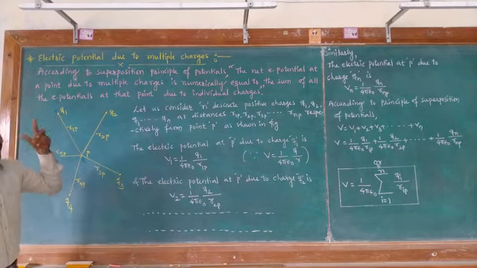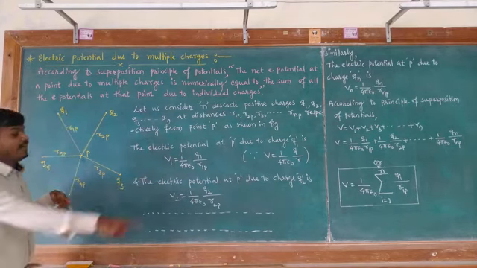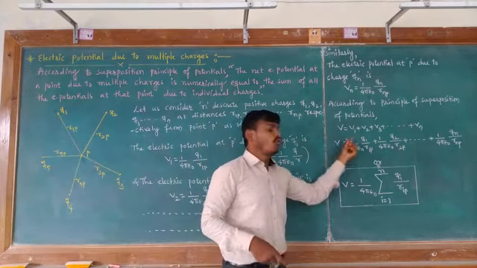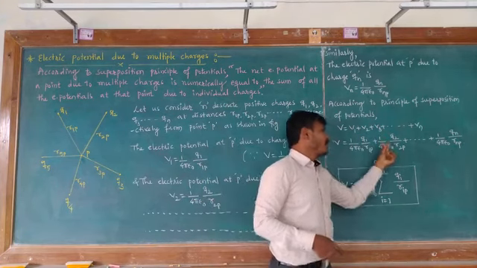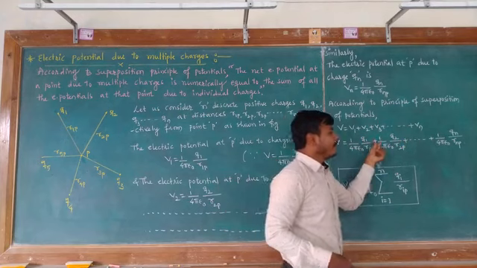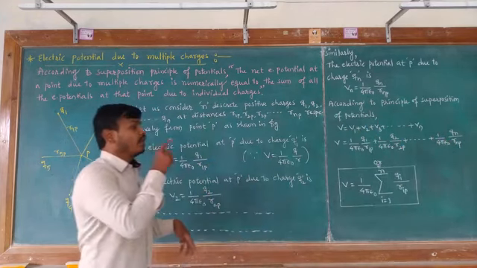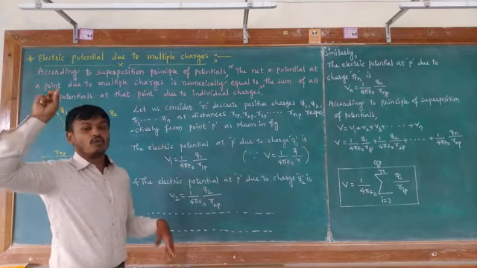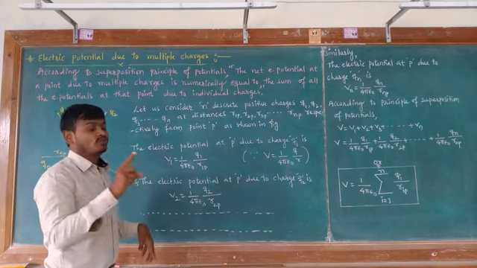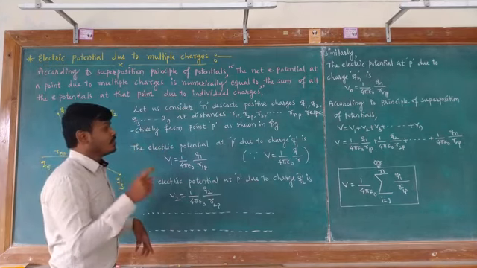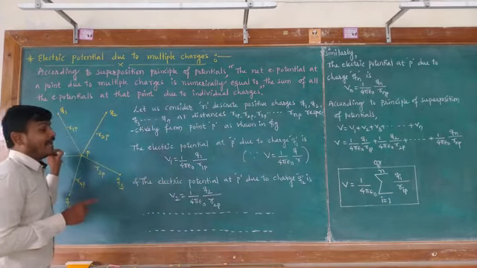And next, by substituting the values of V1, V2, Vn in the equation, it looks like V is equal to 1 by 4 pi epsilon naught Q1 divided by R1p, plus 1 by 4 pi epsilon naught Q2 divided by R2p, and so on up to 1 by 4 pi epsilon naught Qn divided by Rnp, where Q1, Q2, Q3, Q4, and so on up to Qn are discrete positive charges. R1p, R2p, R3p, and so on up to Rnp are the position vectors of charges Q1, Q2, Q3, and so on up to Qn from the point P in air or vacuum medium.